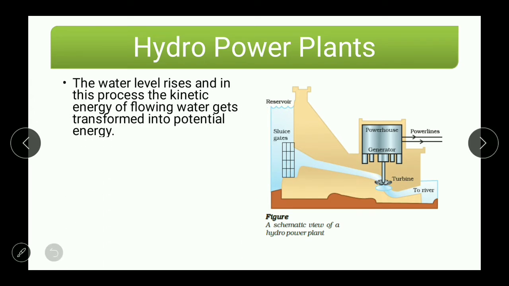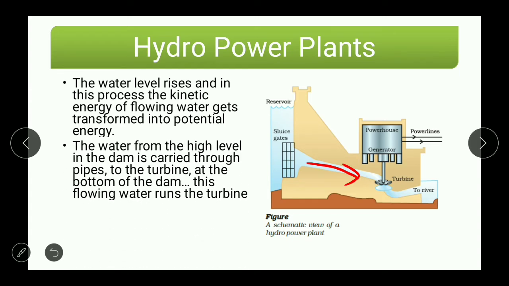Now, the water level rises in this process. The kinetic energy of flowing water gets transformed into potential energy. So, this running water, it has a kinetic energy and this is used to generate electricity. The water from higher level in the dam is carried through the pipes to the turbine, which is over here. At the bottom of the dam, this flowing water runs the turbine.